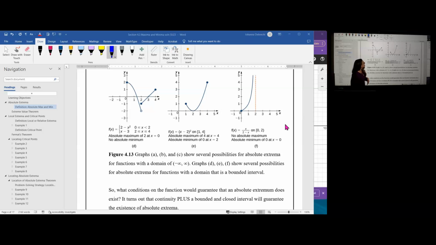I guess it would go through -3, has slope of 1. Now, when we're looking at this and we want to decide, does it have an absolute extremum? We need to find if there's a y value bigger than all the others, or at least equal to all the others. And there is. It has an absolute maximum of 2, which occurs one time at x equals 0.